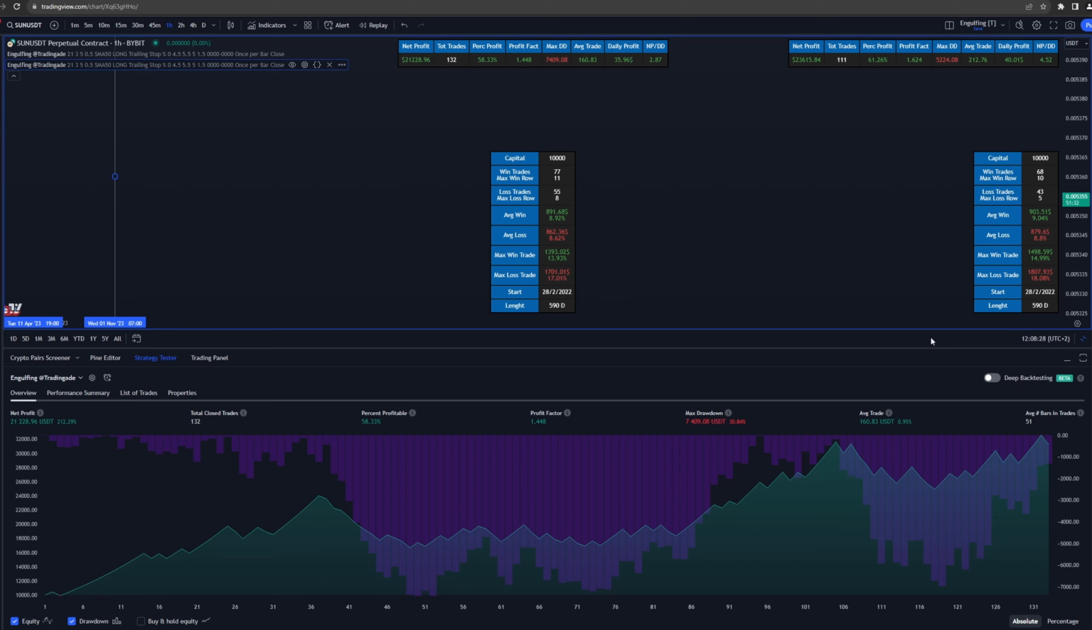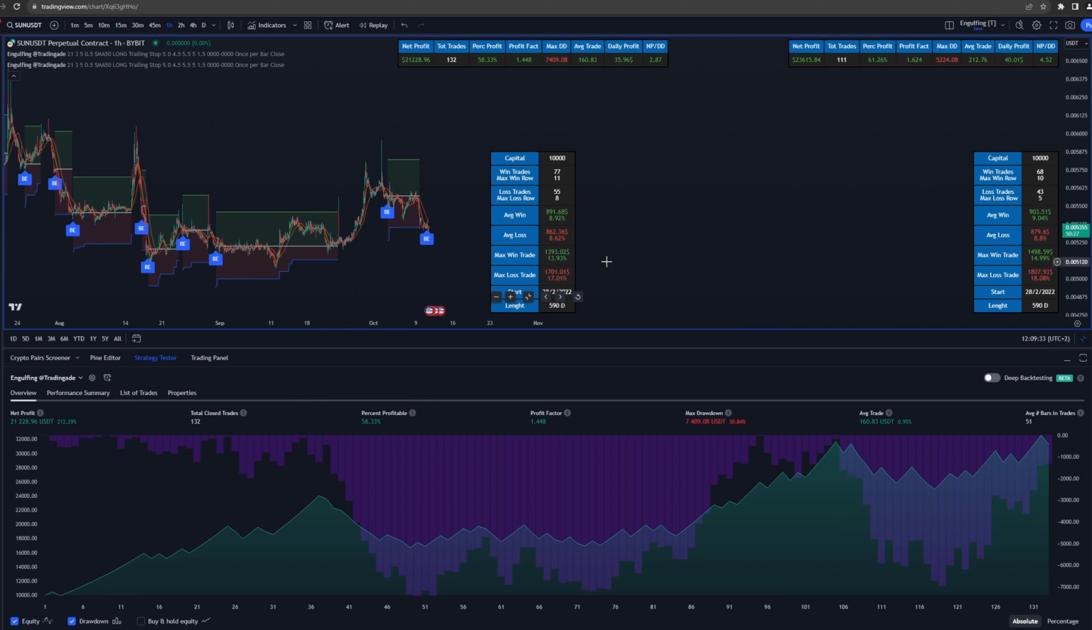So as you can see, the filter is absolutely effective in this kind of backtest. Of course, it doesn't mean that it will have the same effectiveness with other backtests.